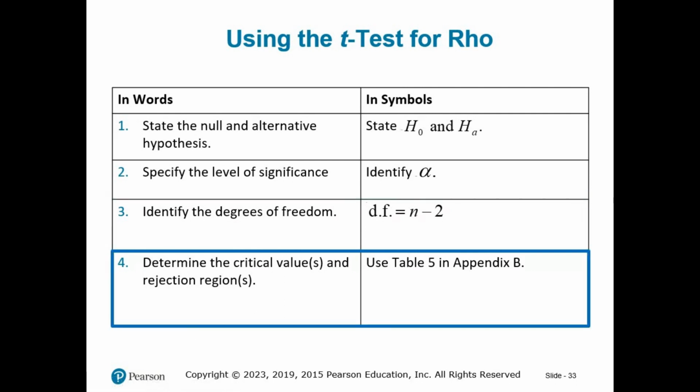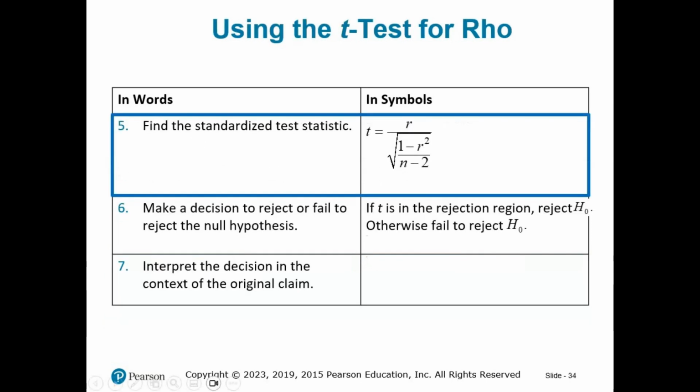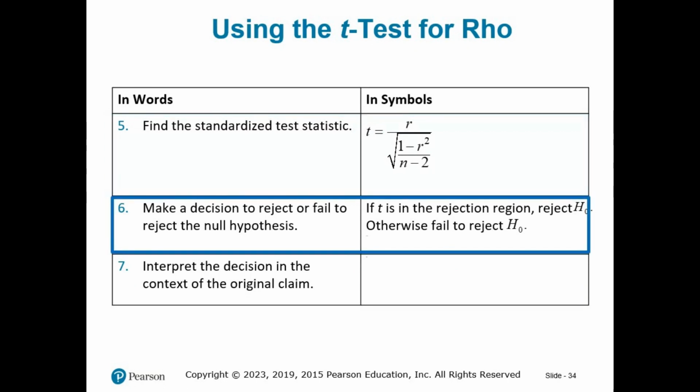Then determine the critical value by using Table 5, the t-distribution table in Appendix B, and from there the rejection region or regions. Next, you want to find the standardized test statistic using this formula. Then decide whether to reject or fail to reject the null hypothesis. Lastly, we interpret the decision in the context of the original claim.